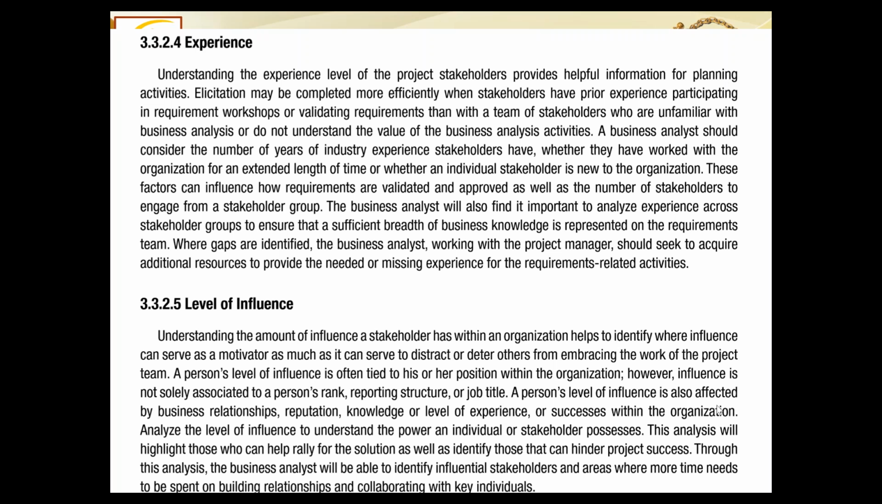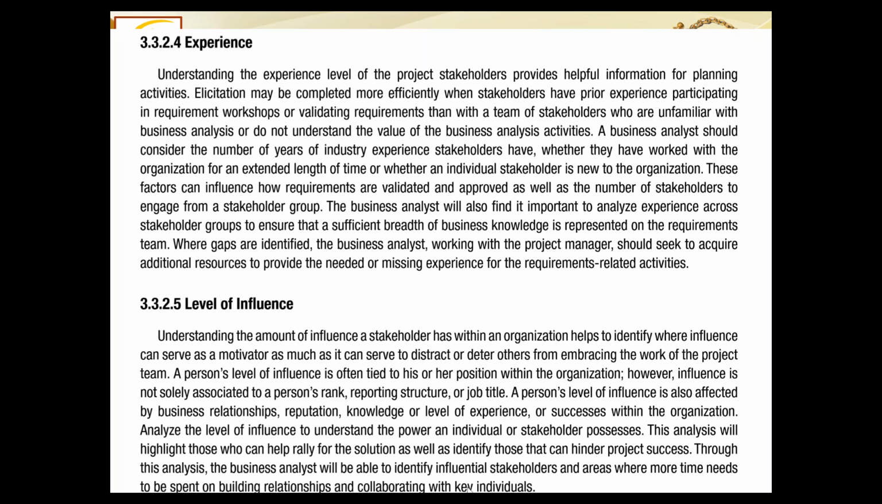A person's level of influence is also affected by business relationships, reputation, knowledge, or level of experience or successes within the organization. Analyze the level of influence to understand the power an individual or stakeholder possesses. This analysis will highlight those who can help rally for the project solution as well as identify those that can hinder project success. Through this analysis, the business analyst will be able to identify influential stakeholders and areas where more time needs to be spent on building relationships and collaborating with key individuals.